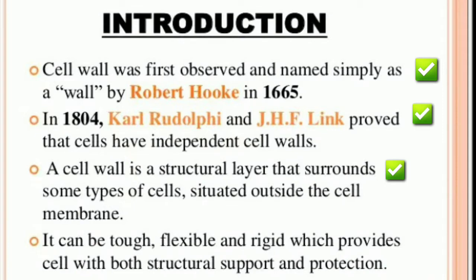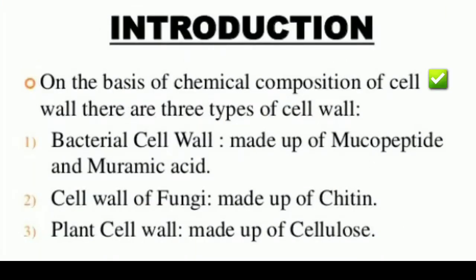A cell wall is a structural layer that surrounds some types of cells, situated outside the cell membrane. It can be tough, flexible and rigid. On the basis of chemical composition, there are three types of cell wall. Bacterial cell wall, made up of mucopeptide and muramic acid. Cell wall of fungi, made up of chitin. Plant cell wall, made up of cellulose.